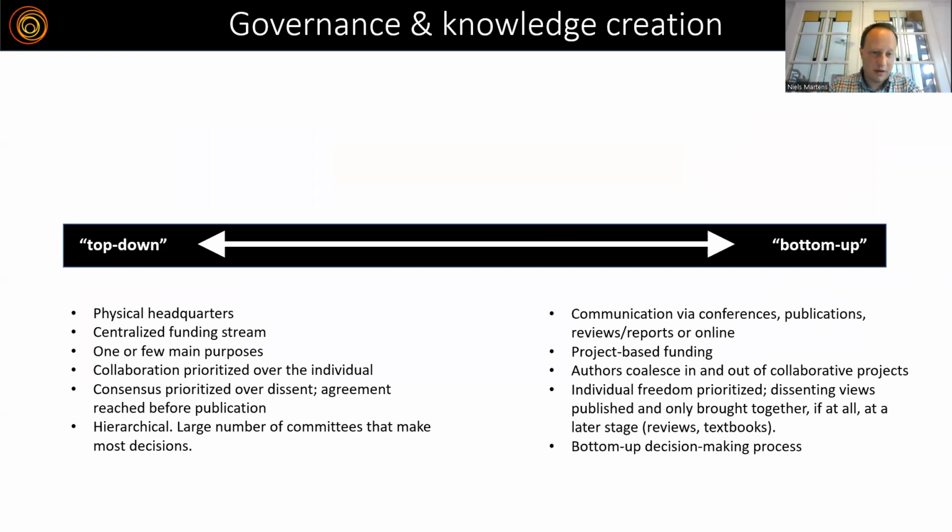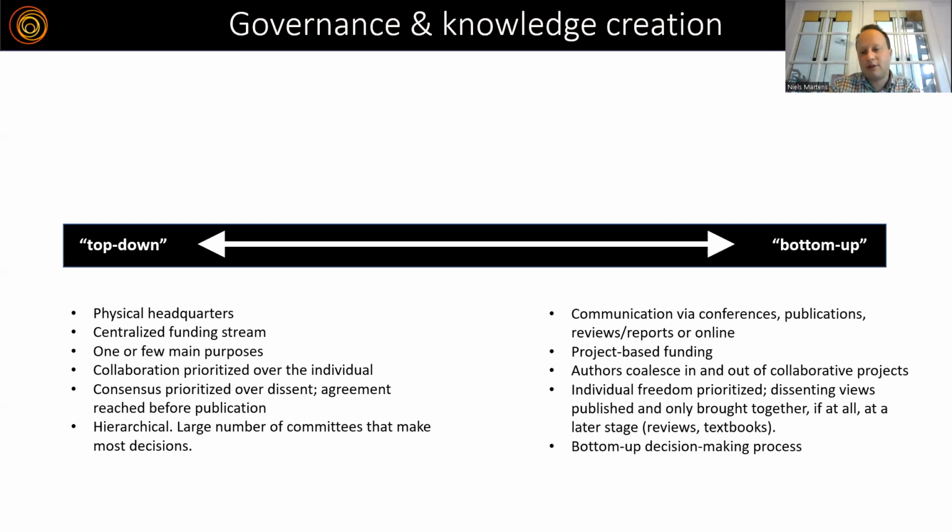Paradigmatic top-down collaborations are often characterized by having physical headquarters where everyone works together. It's often very focused on one or a few purposes, like detecting the Higgs boson. And often this means that collaboration is prioritized over the individual, and it can be quite difficult for the individual at times to be free. And these collaborations are often quite hierarchical.